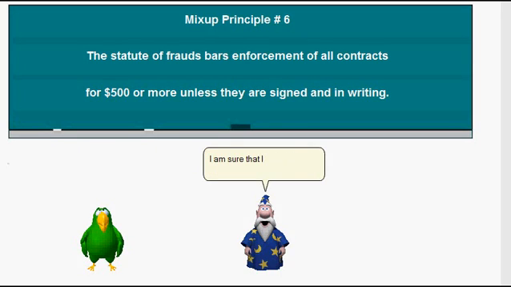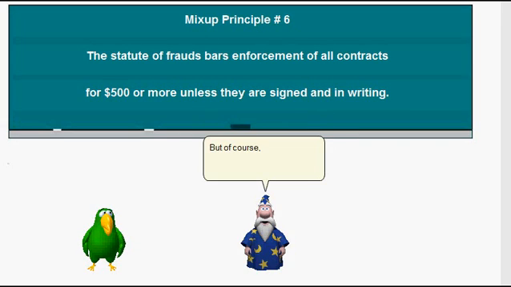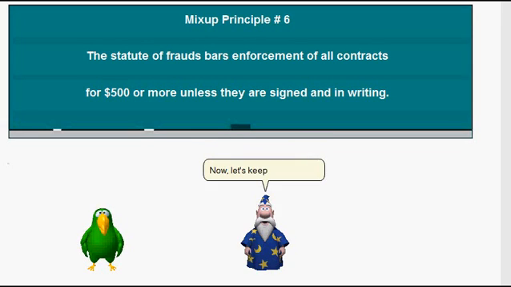I am sure that I have a copy someplace. At least, I know I had one before I got tenure. Anyway, class, there you have it. The statute of frauds requires contracts for the sale of goods for $500 or more to be evidenced by a signed writing. But of course, there are several important exceptions. Now, let's keep going.